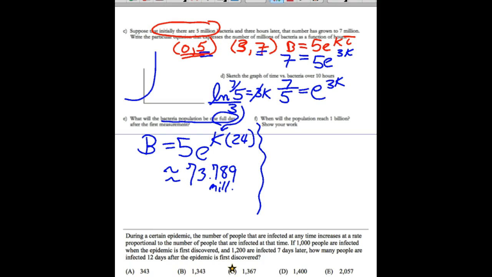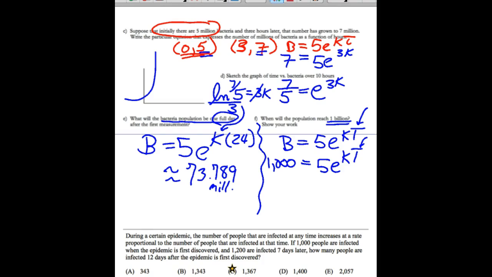When will the population reach 1 billion? All right, so that's giving me the B. Because remember, I have B equals 5e to the kt. I'm in search of t. But this is in millions. A billion is how many millions? 1,000. Yeah, so I'm wanting to get 1,000 millions, because that's what the problem is given, and that'd be 5e to my stored k times t.